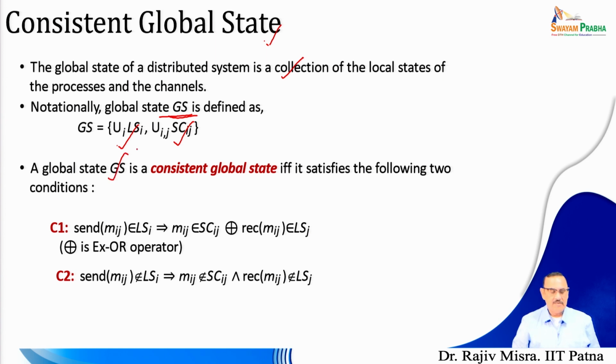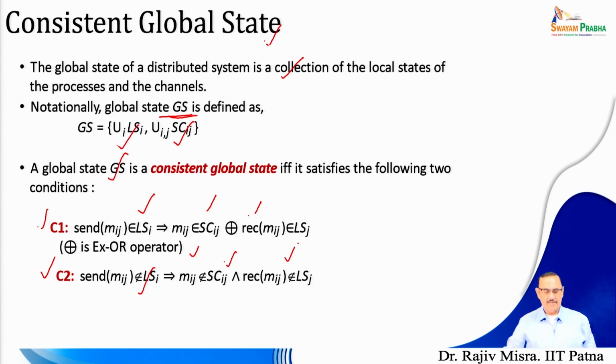A global state GS is a consistent global state if it satisfies two conditions, C1 and C2. Condition C1 says that send(M_ij) is in LS_i implies that the message M_ij is in the state of channel C_ij, exclusive OR, receive(M_ij) is in LS_j. Condition C2 says that send(M_ij) is not in LS_i implies that M_ij is not in the state of the channel and the receive of the message is also not in the local state of j.